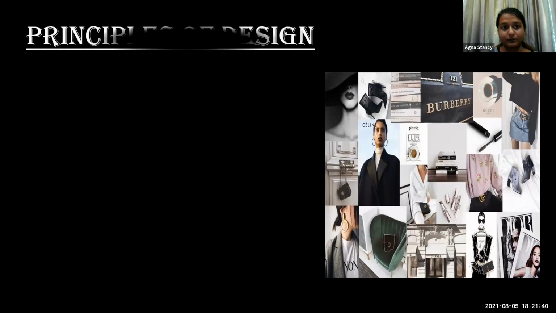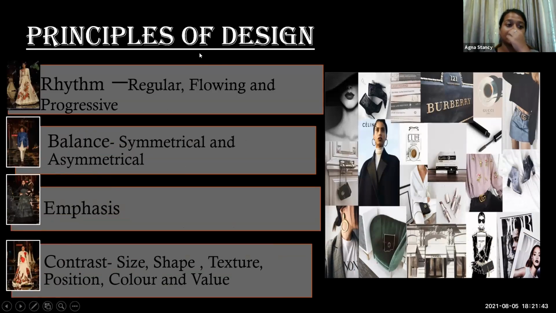Next we are going to discuss the principles of design. Here I have taken some examples of Rohit Bal's collection, which I will be showing you afterwards. Principles of design are further classified into rhythm, balance, emphasis, and contrast. Rhythm is further classified as regular, flowing, and progressive. Balance is symmetrical and asymmetrical.